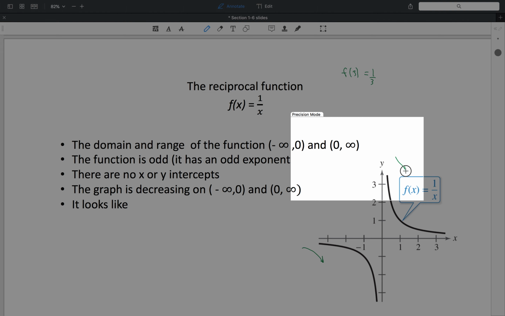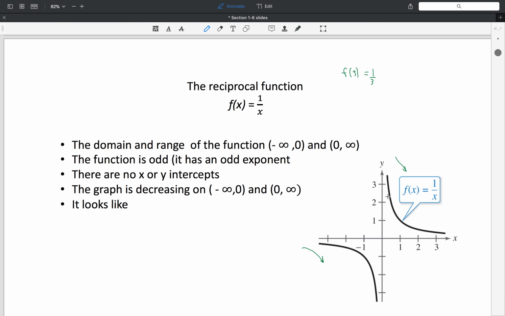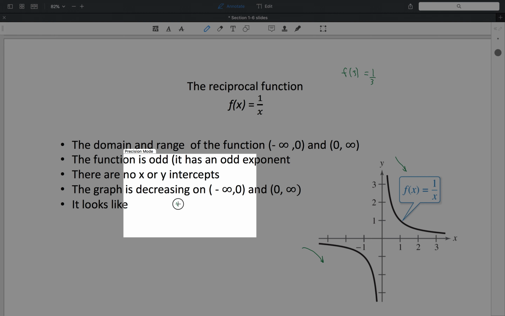Okay. Now, since this part of the graph doesn't connect to this part, there's no point where the graph is going up. That's why it's always decreasing. It looks kind of weird. And that's what it looks like. And there's no max or min because there's no low point. So let me write that here. No max. I should have included it, but I didn't. Or min.